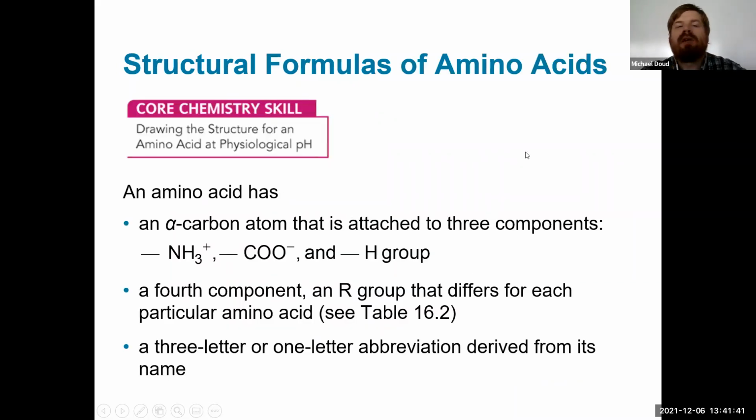Okay, so here we go. That's our structures here. We won't walk through that. Again, that takes a long time, but good to make sure to pay attention as you're going through. So remember, the alpha carbon is going to be bonded to its 3 components. It's got a hydrogen bonded to it. It's got the ammonium and the carboxylate at a physiological pH. And then finally, a 4th component, which is the R group.